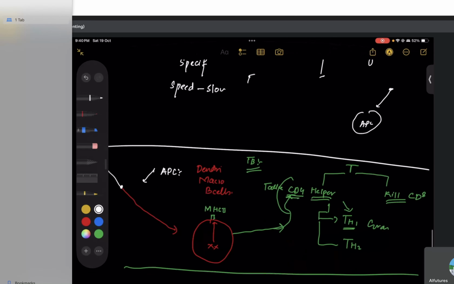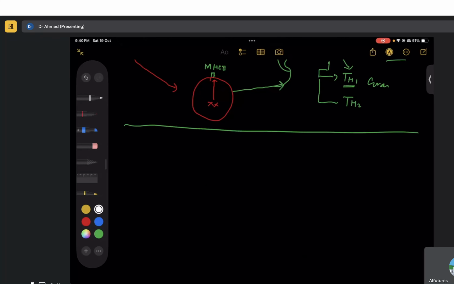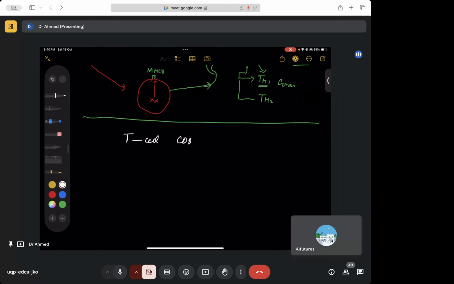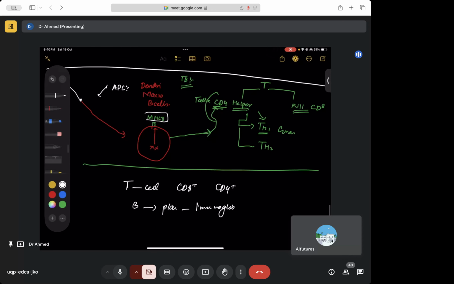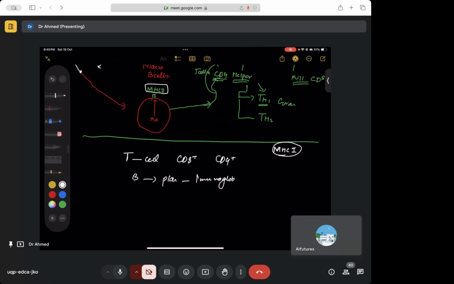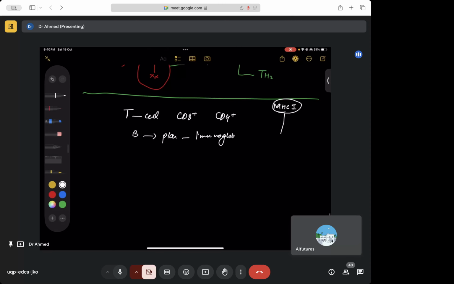So what are the components of your adaptive immune system response? Already discussed: your T cells that are CD8 positive and CD4 positive. Okay, B cells, your plasma cells, and your immunoglobulins, right? So you are going to tell me, we have discussed the MHC class 2 receptor. Okay, what's MHC1? Present on all nucleated cells. Perfect. So basically, MHC class 1 is present on all nucleated cells.